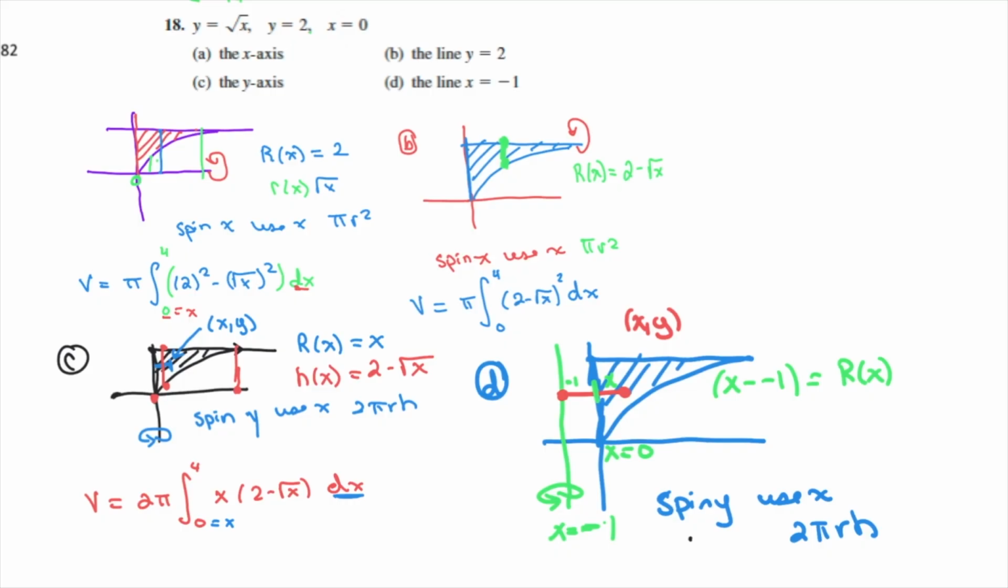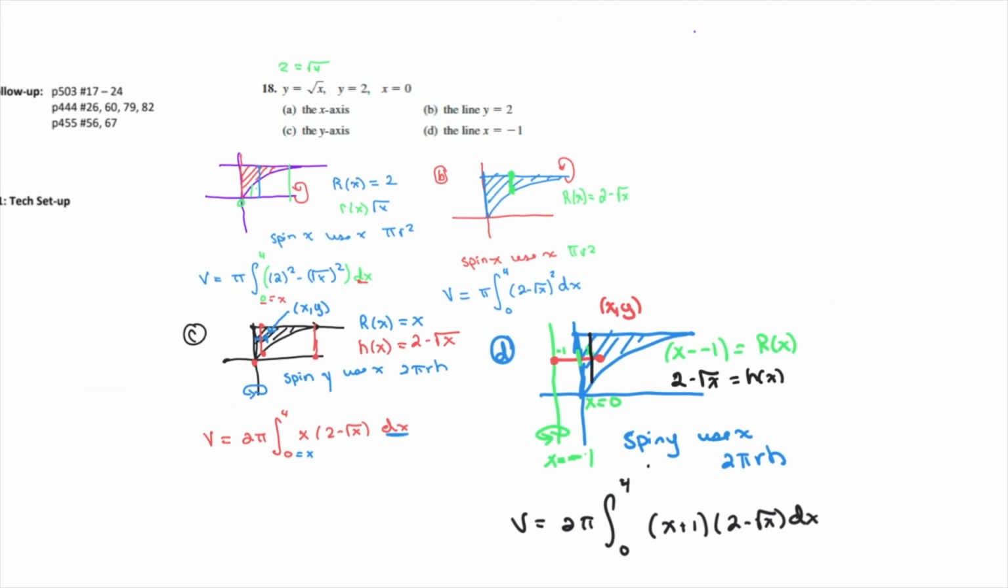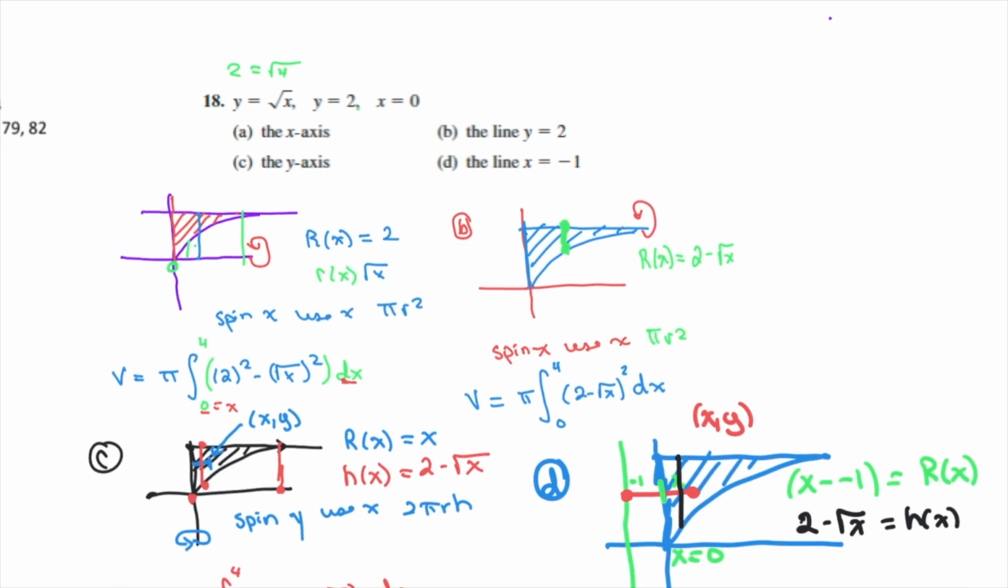And then the height, once again, is always perpendicular to the radius. So the height in this problem is going to be top minus bottom, or 2 minus root x is the height with respect to x. So the volume is going to be 2 pi integral of the radius, which is x plus 1 this time, since we shifted the axis of revolution, times the height, which is 2 minus root x. Here's our dx, and we're going to go from 0 to 4 because those are the x values for our endpoints. All right, so this was just a brief overview of determining volume spinning on different axes.